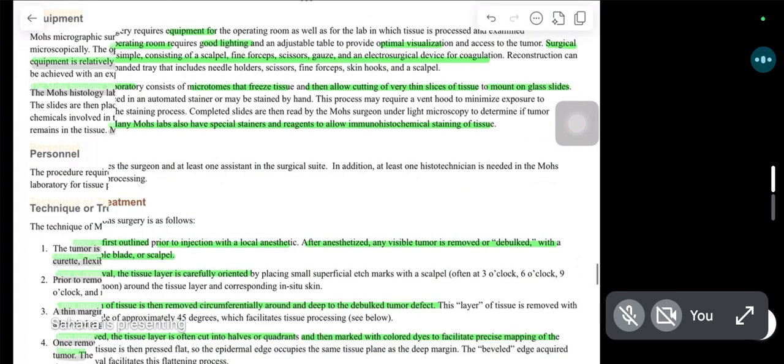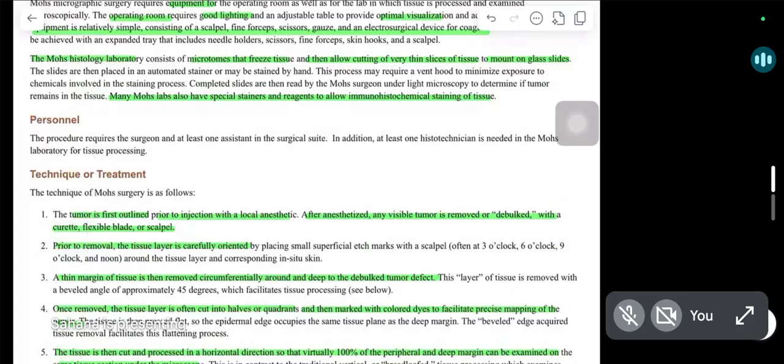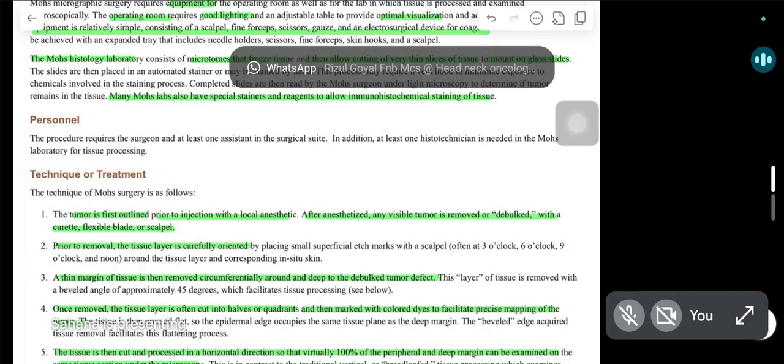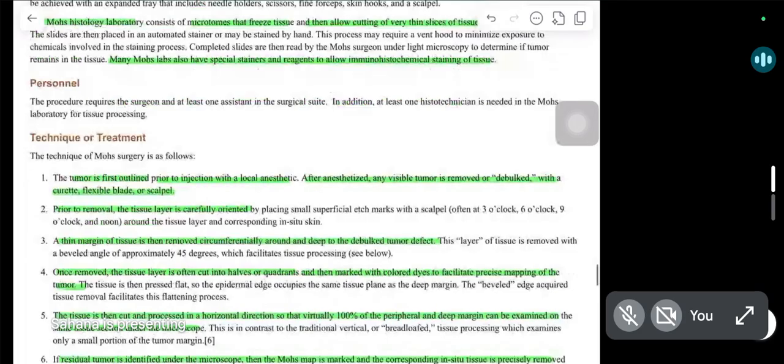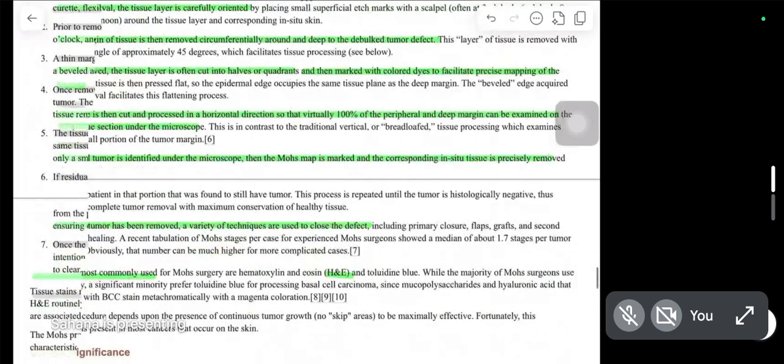So the technique: the tumor is first outlined with a local injection, so you would want to delineate the tumor. Then, prior to removal, the tissue layer is carefully oriented by placing small marks at 12 o'clock, 3 o'clock, 9 o'clock; you'll just give marks so that you will know which is where. Then a thin margin of the tissue is removed circumferentially all around and deep to the debulked tumor defect. And this is oriented and interpreted.